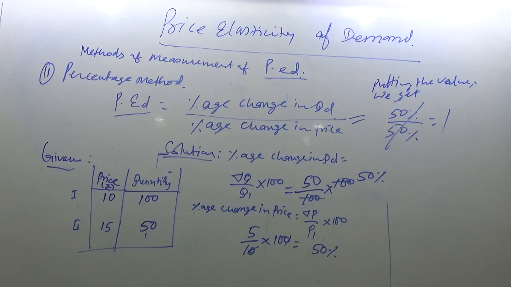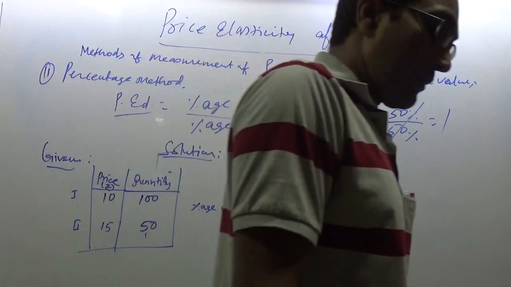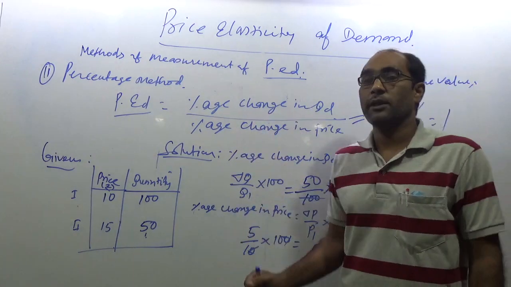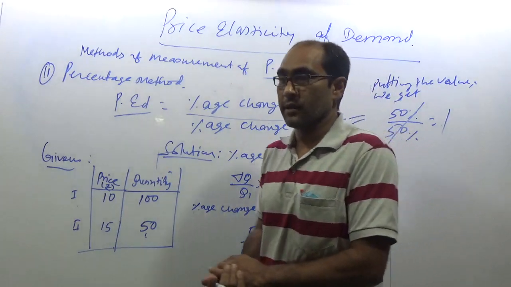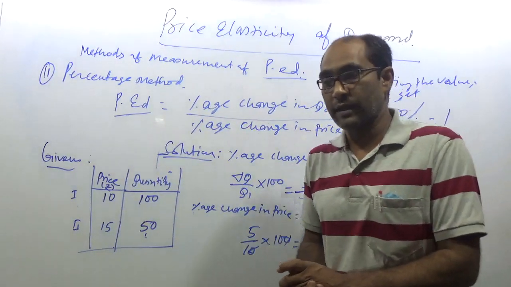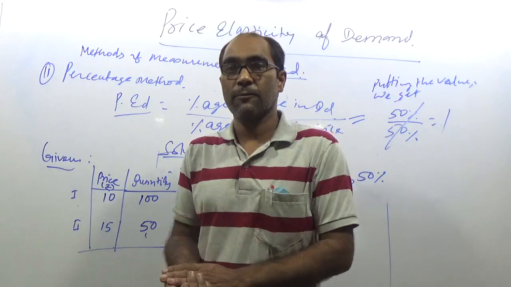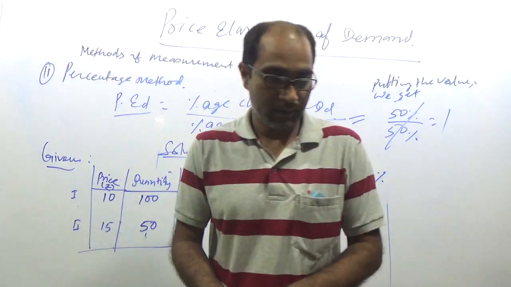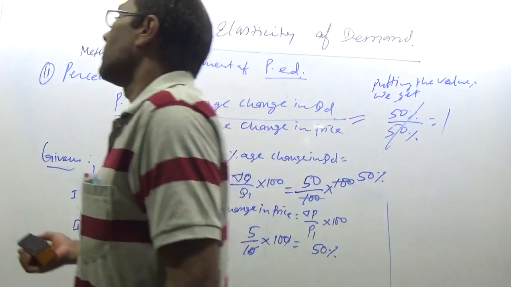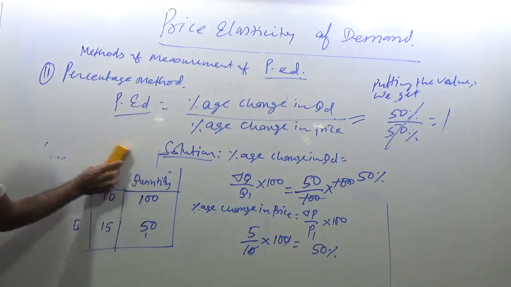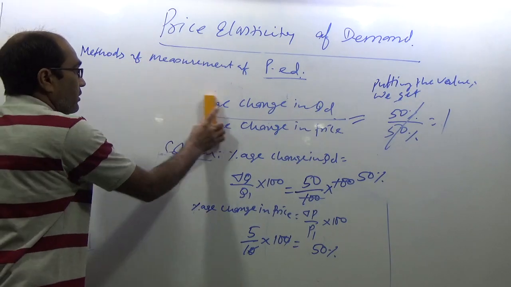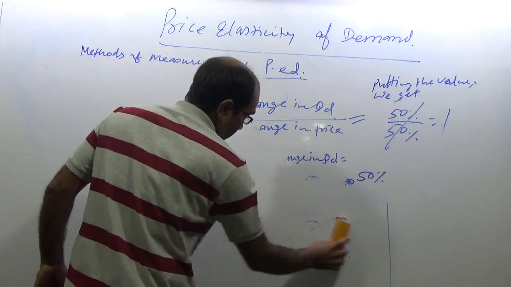See, the answer remains unchanged. It doesn't matter whether you apply the percentage method or the proportionate method. Dear student, the next method, that is total expenditure method, is not in our syllabus. You must remember it is removed from our syllabus. So no need to discuss the total expenditure method, that is the third method. We have to shift onto the fourth method, point elasticity of demand.